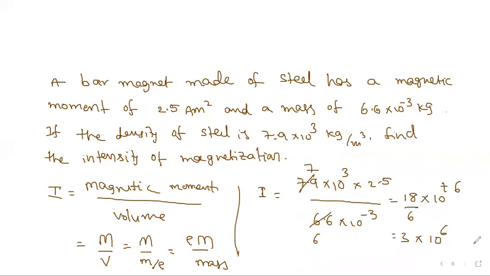What is the unit for magnetic moment per volume? Magnetic moment is ampere meter square, and volume is meter cube. So that is ampere per meter. So finally the intensity of magnetization will be nearly 3 into 10 power 6 ampere per meter. Okay. This is simply based on the formula. Next question.